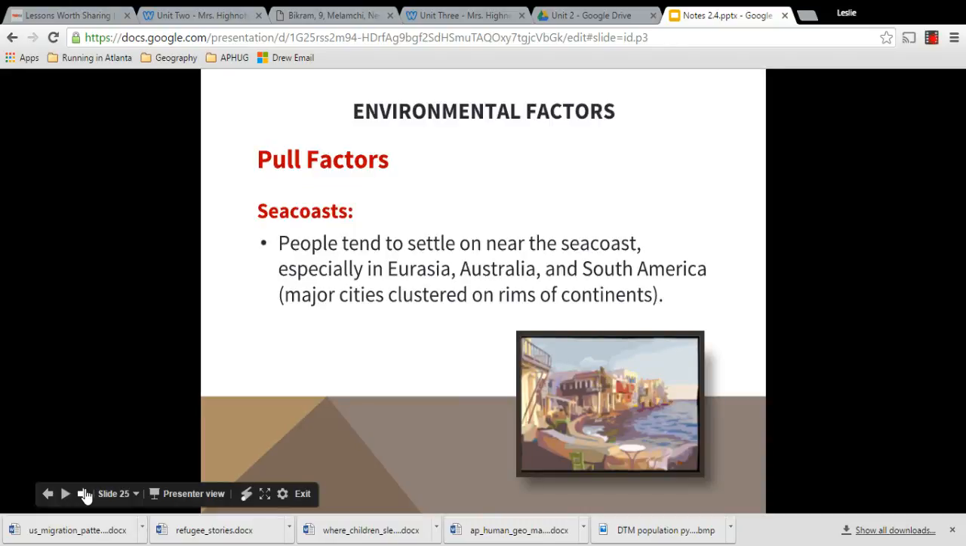Environmental pull factors: sea coasts have typically universally been pull factors. People tend to settle near the seacoast, especially in places like Eurasia, Australia, and South America. You will notice if you look at a population density map that major cities and population centers are going to be clustered on the rims of the continents.